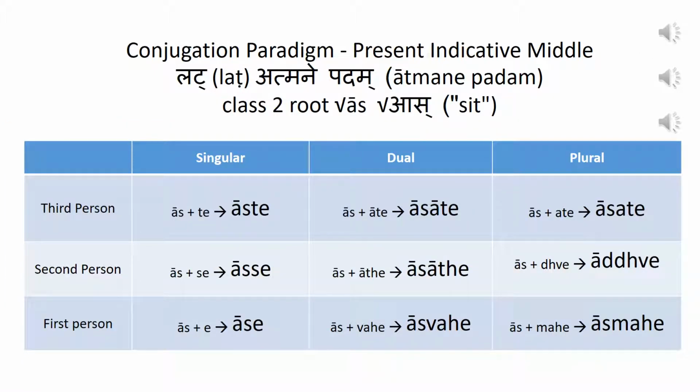As an example of the middle forms, let us take the class 2 root as, sit. Note that all forms of the middle conjugation are weak, except the first person's imperative, which we will learn later. Note the sandhi in the second person plural. The s becomes the before the of the ending. Note carefully the third person plural. The ending is ate instead of ante seen in thematic cases.